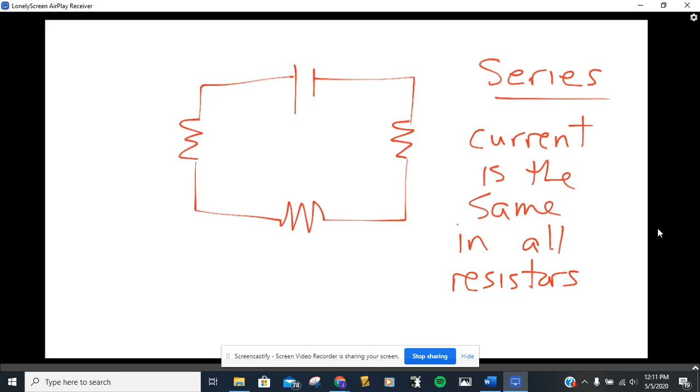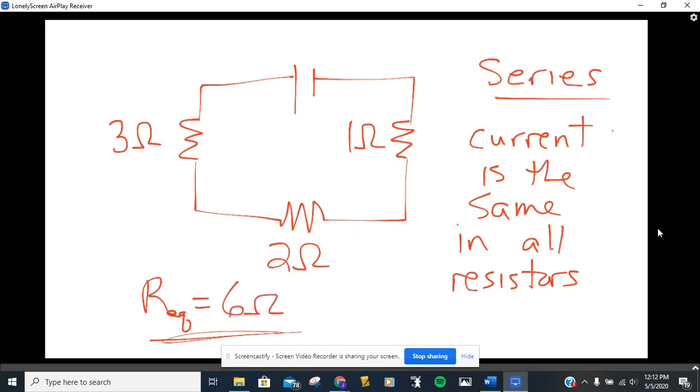Now, to figure out how much current is actually flowing through each resistor, we will need to know a thing called an equivalent resistance, which is the total resistance for the circuit itself. The way you get that is you just add together all of the resistors that exist. So let's say this one here is 3 ohms, that's 2 ohms, and this one is 1 ohm. That would mean that my equivalent resistance is 3 plus 2 plus 1, so this would be the total resistance for the circuit, which in turn is what we would use to figure out how much current is actually going in this entire circuit.